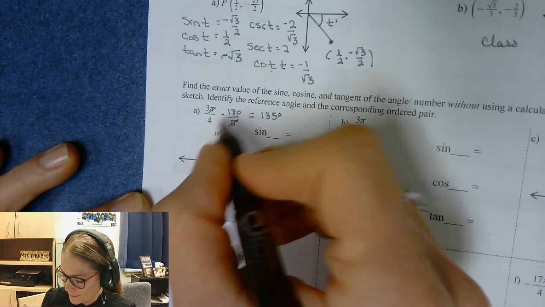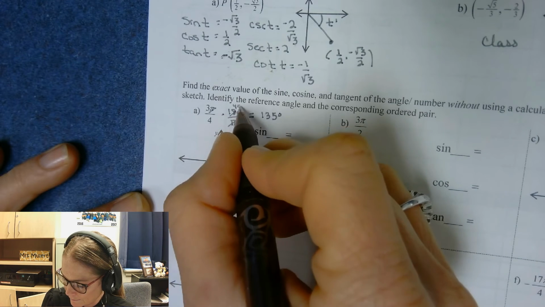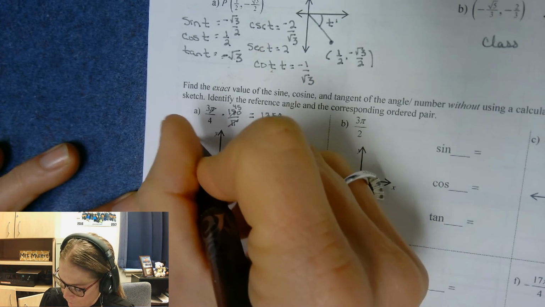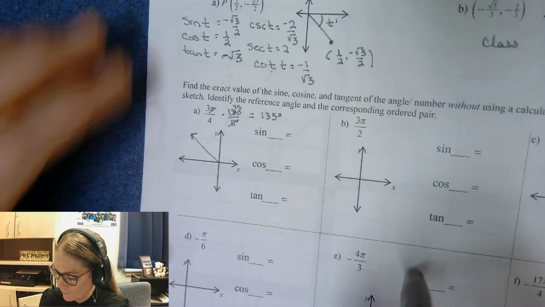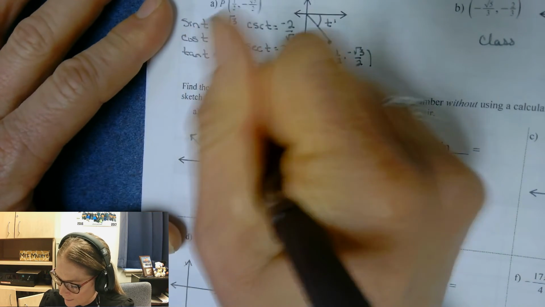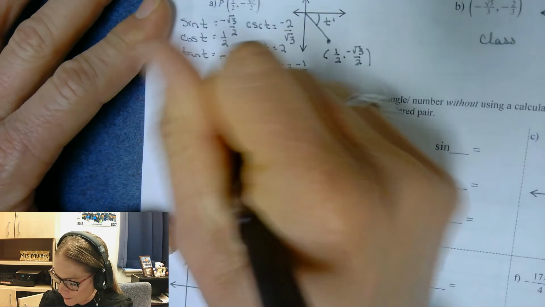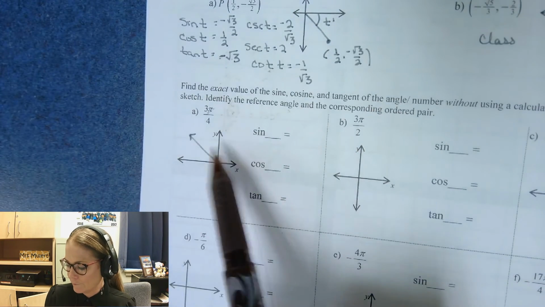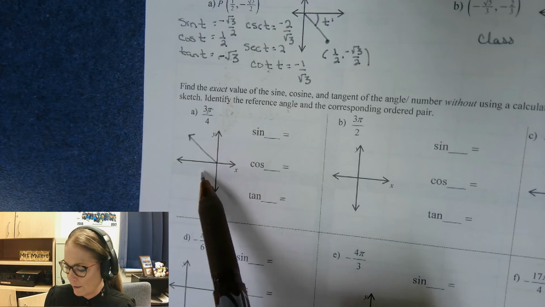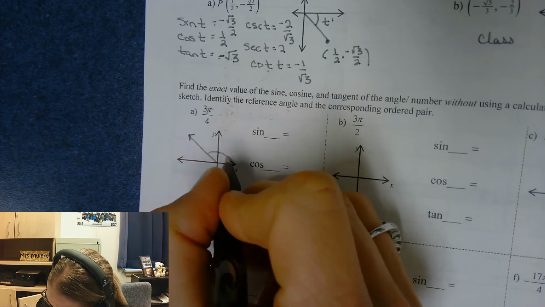So 4 is going to go into 180 45 times. 45 times 3 is 135, and that gets you into degrees. That 135 degrees gets you into quadrant 2. You guys are going to need to do that with your over 4s. They just go odds: pi over 4, 3 pi over 4, 5 pi over 4, 7 pi over 4, 9 pi over 4, and so on and so forth. So this is your 3 pi over 4.